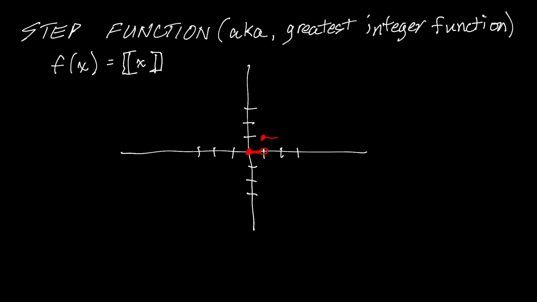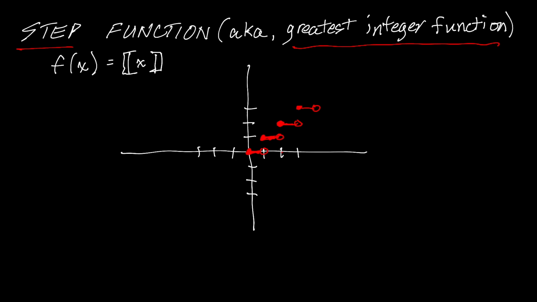Then we start to move here, and at 2, we jump again. So the greatest integer from here to here is still only 1. It doesn't become a 2 until we get to the 2 down here in the graph. And then the same thing happens. You get to 3 and so on. So you're starting to see probably why it's nicknamed a step function, although it's technically the greatest integer function.